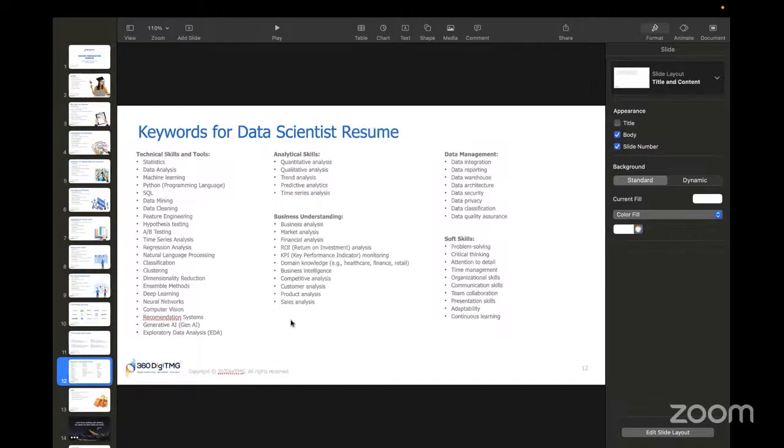Okay, then these are the keywords you can use if you are building a data science resume. When you use these keywords, it will enhance the chances of getting selected by the human reviewer and getting interview chances.